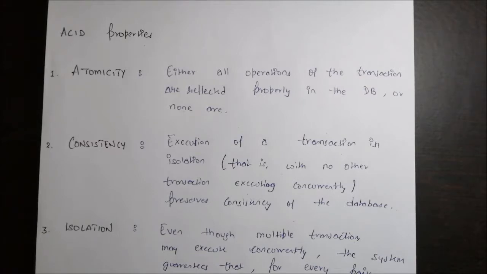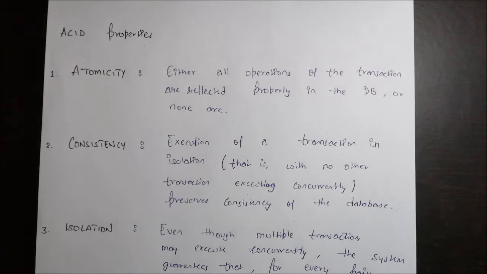The second property is consistency. By consistency, we mean that execution of a transaction in isolation, that is, with no other transaction executing concurrently. Isolation is like only one transaction performing operations on one data object. Due to isolation, this preserves the consistency of the database.